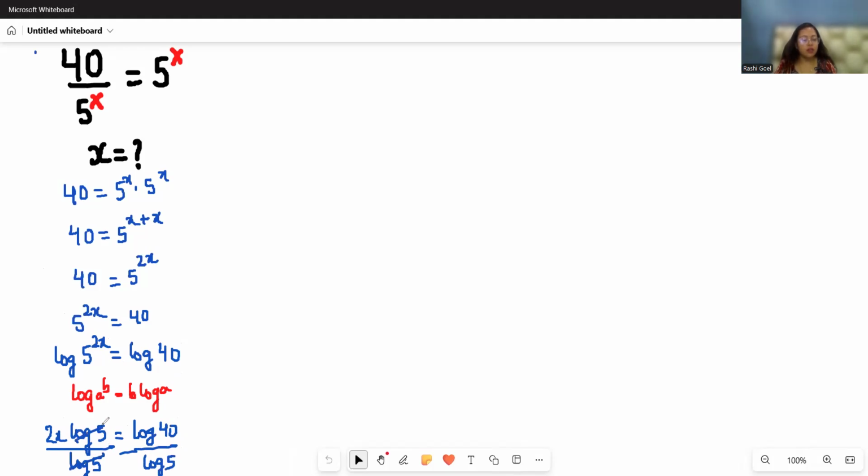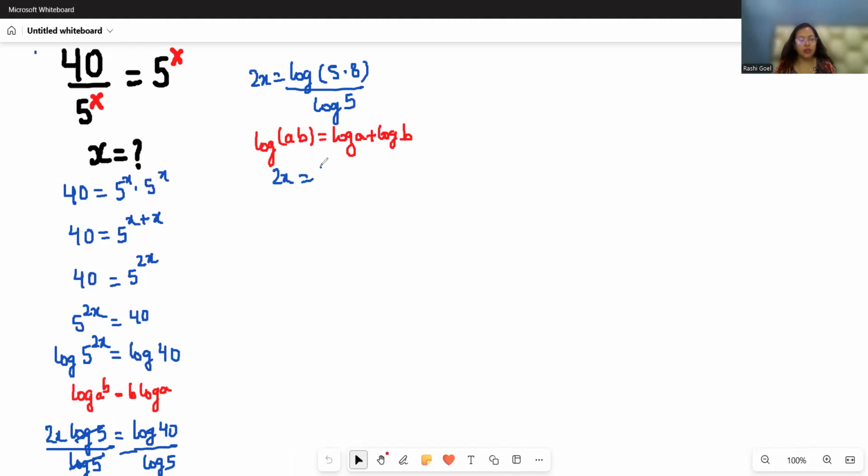so this will cancel out. So 2x equal log 40 by log 5. I can write it as log of 5 times 8, by log 5. Now as per the log rule, log a times b, we can write it as log a plus log b.